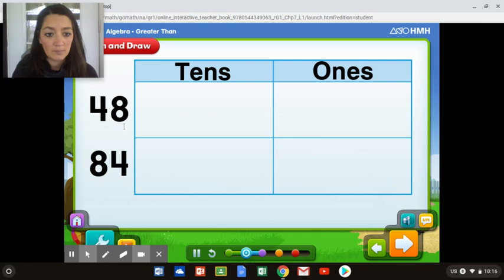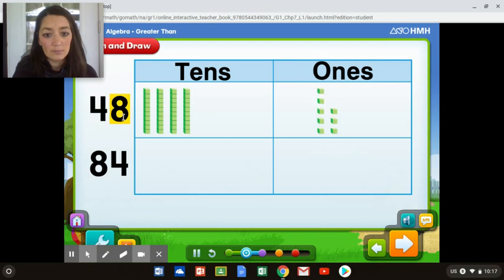First, let's show the number 48 using base 10 blocks. So let's look at 48. How many tens are in 48? There are 4 tens in 48. So we are going to put 4 sticks of 10 in this tens place right here. There are 4 tens in 48. There are 8 ones in 48.